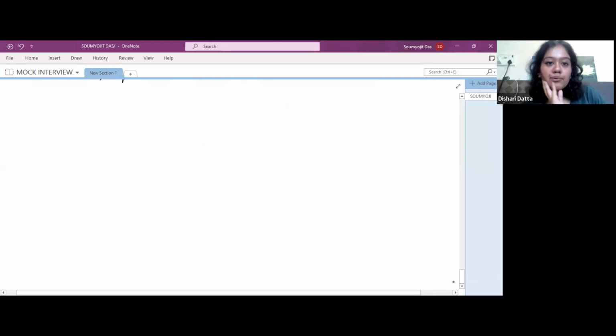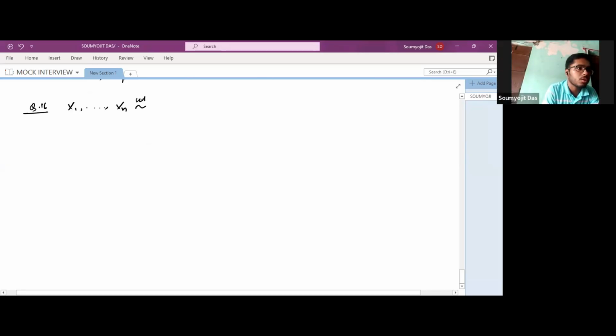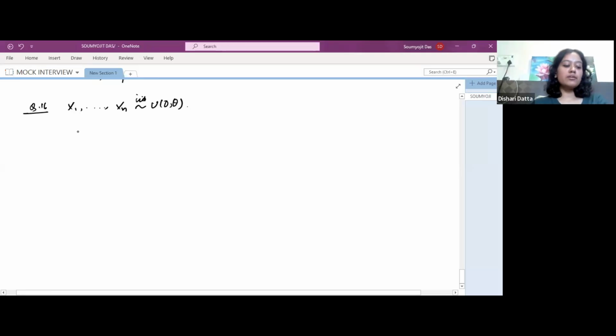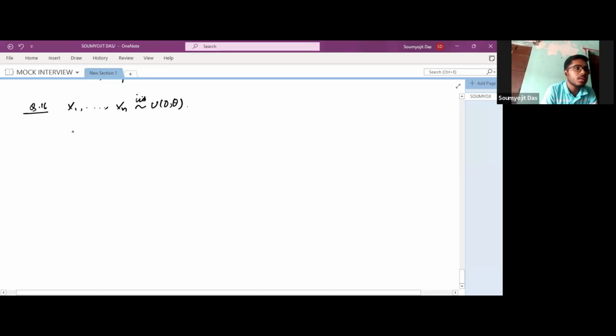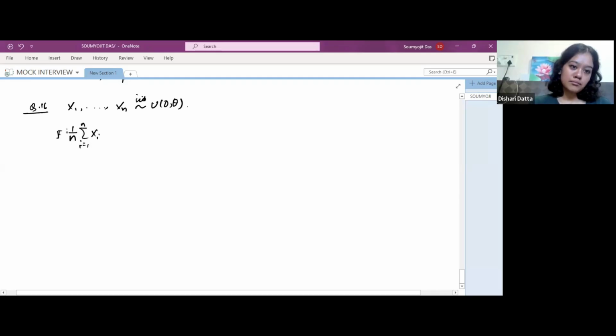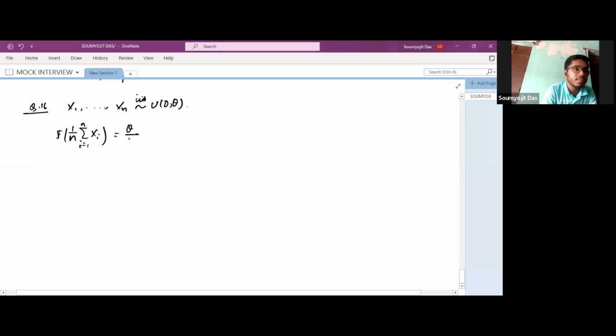Let's say x1 up to xn follow uniform 0, theta, an independent random sample. So what is an unbiased estimator of theta? For an unbiased estimator, we can consider the sample mean first. If we take the expectation, it will come out to be the population mean, that is theta by 2. So the expectation of 2 by n times the summation of xi, i from 1 to n, will be an unbiased estimator of theta.